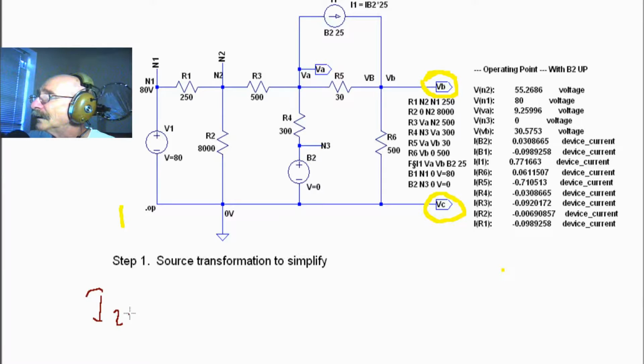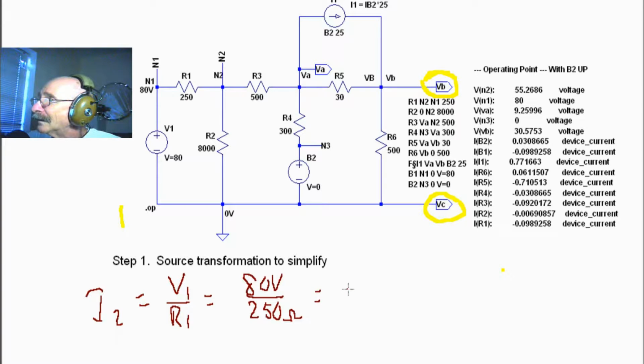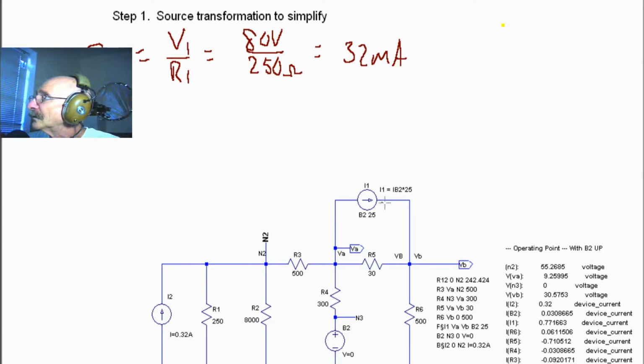So I2 is equal to basically V1 over R1. That's going to give us our formula: 80 volts divided by 250 ohms. And that says our I2, our new source, is going to be equal to 32 milliamps. And then of course this resistor is going to be placed down here. And here's our first source transformation.